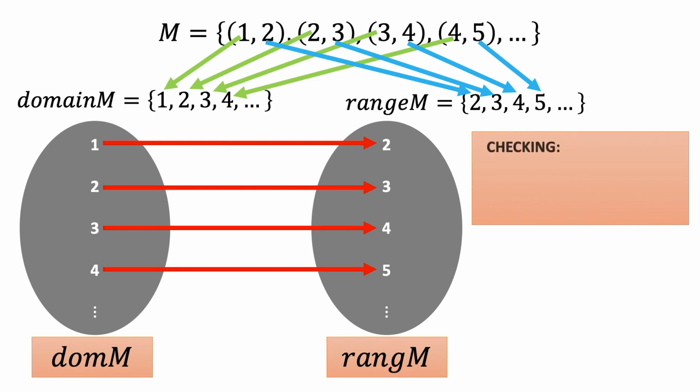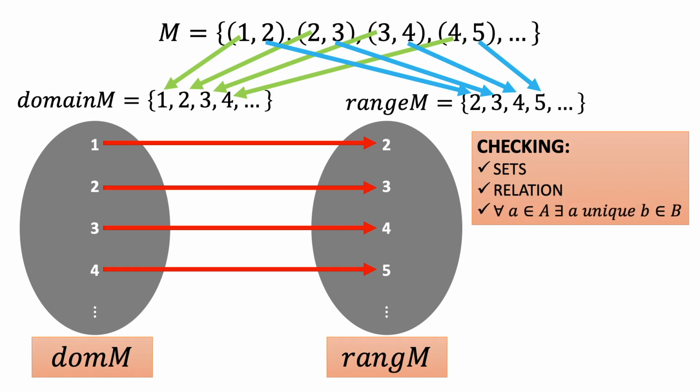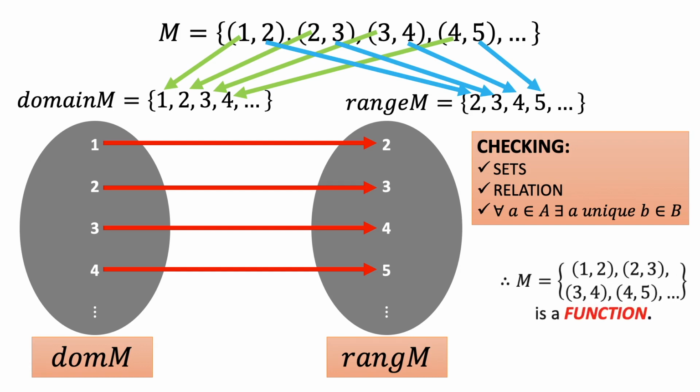Let's check. The first condition is met because every element in domain M and range M is unique. Also, the second condition is met because every ordered pair belongs to set M. Lastly, all elements in domain M were mapped to one and only one element in range M. Since all conditions in the definition of a function are met, set M is a function.